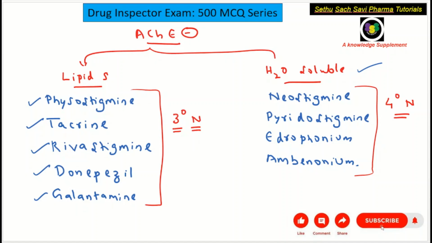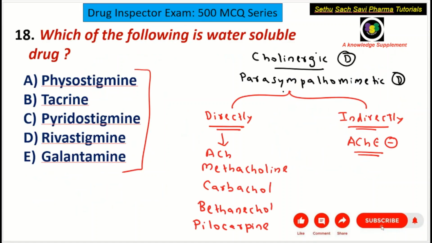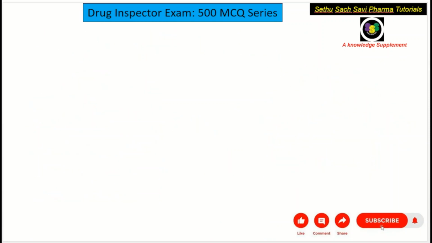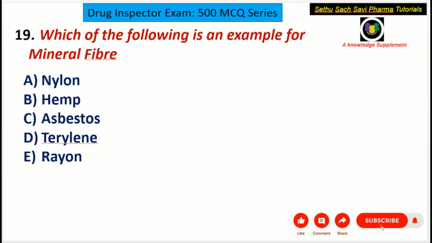Now the question here was which one is water soluble? Physostigmine is lipid soluble, tacrine is lipid soluble, rivastigmine is lipid soluble, galantamine is also lipid soluble, whereas pyridostigmine is a water soluble drug. So the correct answer is C choice, pyridostigmine.